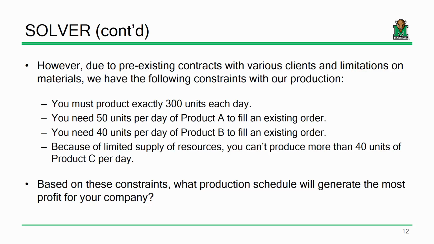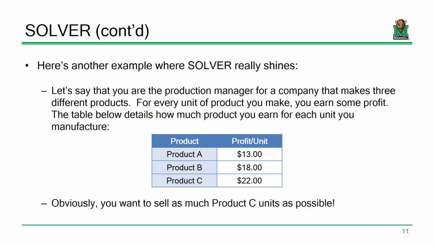So my question is, what should my production schedule be so that I get the most money? In other words, I want to sell some of this and some of this, but how much do I need to sell in order to make the most money? I got a business. I'm selling this stuff. I want to make money. So does everybody kind of get the idea?